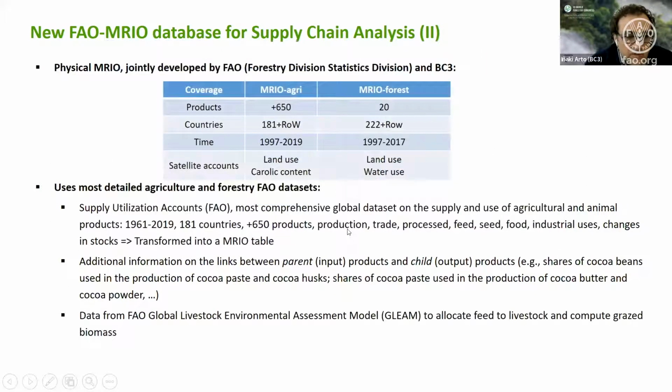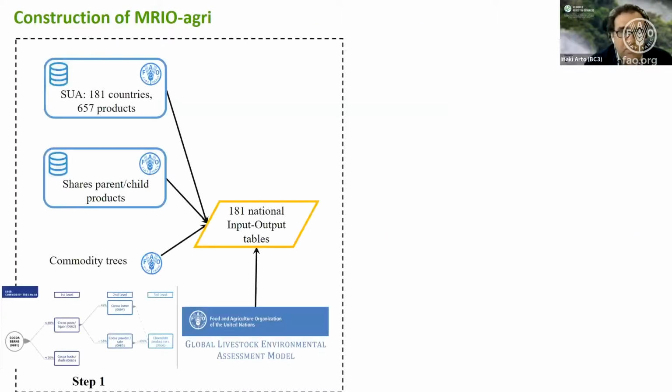We also use data from the FAO Global Livestock Environmental Assessment Model to allocate the feed to livestock and compute grazed biomass. And we also use bilateral trade statistics to link the different supply utilization accounts of the different countries. And finally, we also use forestry production and trade statistics in order to produce the MRIO forest database. So basically, we do this construction of the supply utilization of the multi-regional input-output table in 3 different steps.